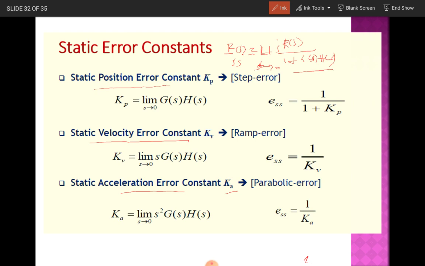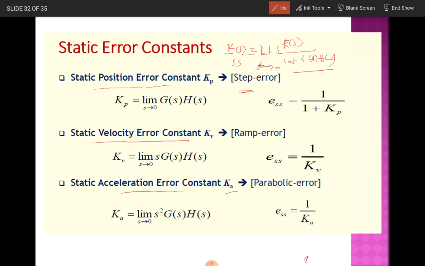Then the static velocity error constant is Kv equal to the limit of s into G of s H of s, and the acceleration error constant is Ka equal to the limit as s tends to 0 of s square into G of s H of s. So substituting this expression, you will get the steady state error equal to 1 divided by 1 plus Kp for a step input. This is also called a step error.